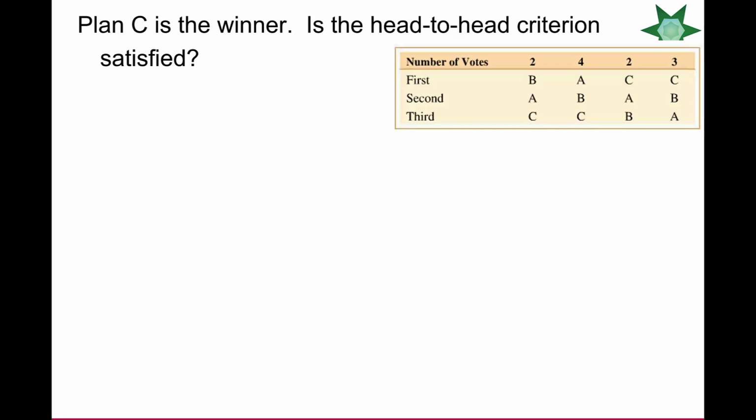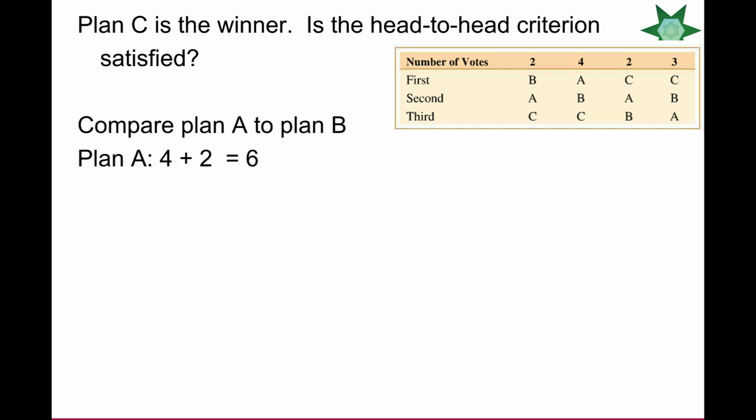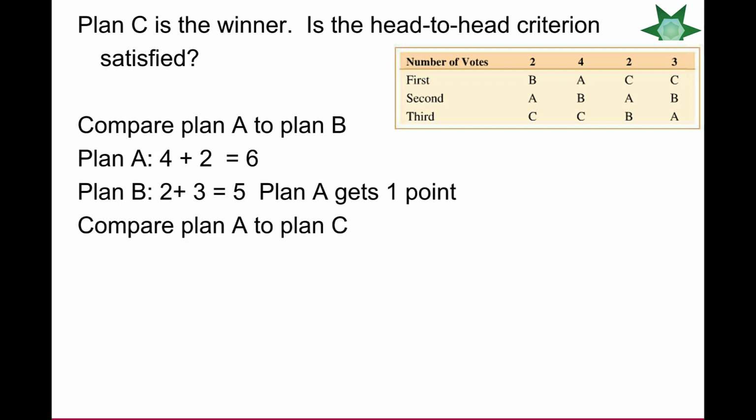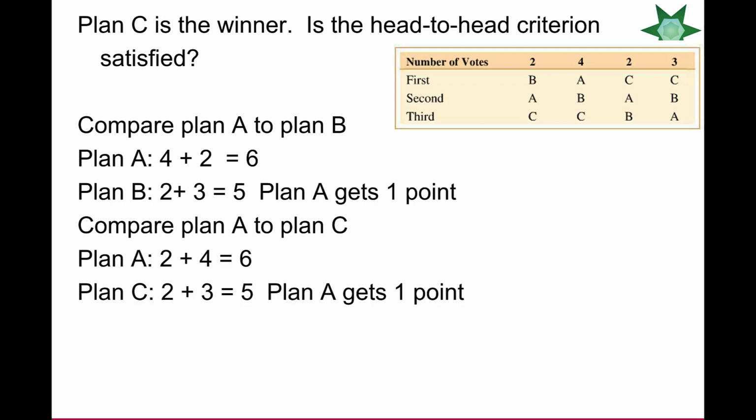Is the head-to-head criterion satisfied? So we want to compare them now pairwise. So A to B: if we compare A to B, we see that A gets 4 plus 2, 6 points, B gets 5 points, so Plan A gets 1 point. Compare Plan A to Plan C, and we see that Plan A gets 2 plus 4, 6 points, Plan C gets 5 points, so Plan A gets another point.